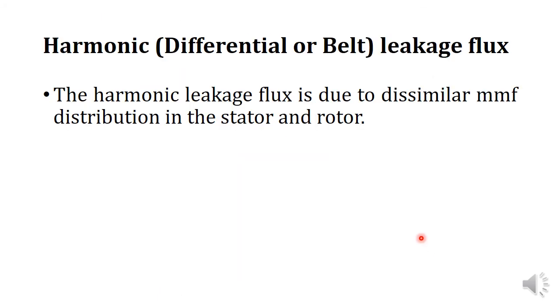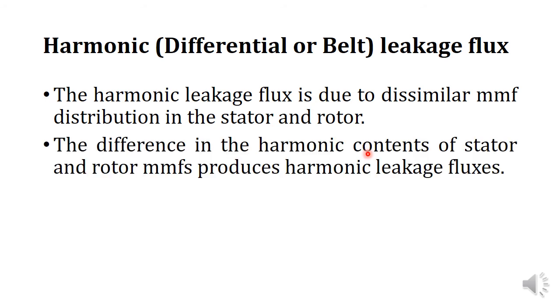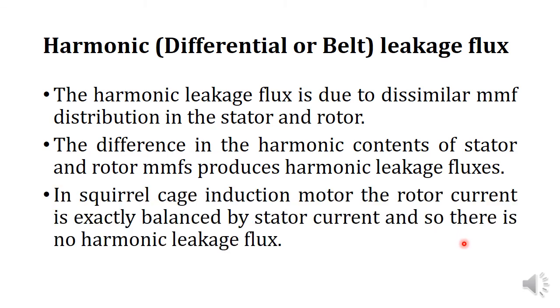Next is harmonic or differential or belt leakage flux. The harmonic leakage flux is due to the dissimilar mmf distribution in the stator and rotor. So the difference in the harmonic contents of stator and rotor mmfs produces harmonic leakage fluxes. In the case of a squirrel cage induction motor, the rotor current is exactly balanced by the stator current. So there will be no harmonic leakage flux.